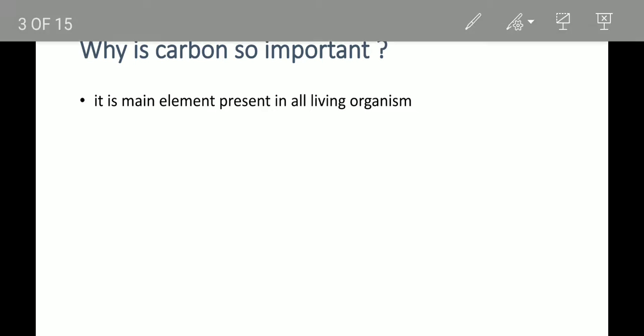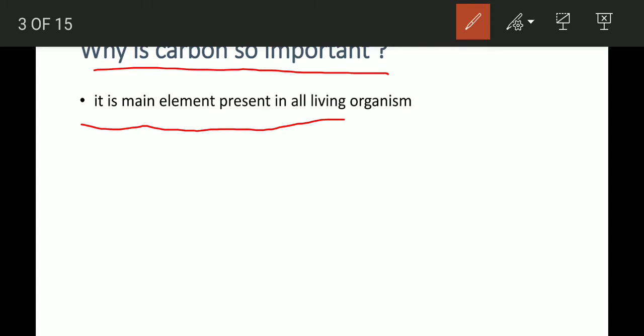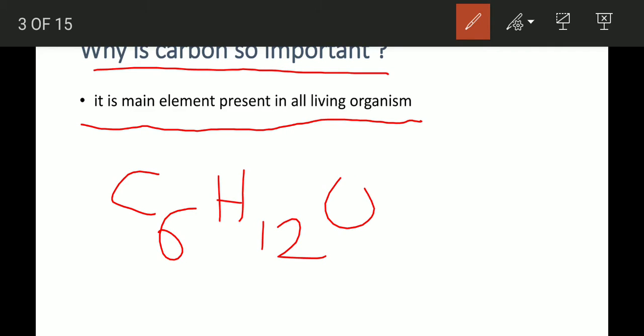Now, why is carbon so important? Because it is the main element present in all living organisms. First I will tell you, see here, the food which we take in contains nutrients. We all know that. Almost all nutrients contain carbon.